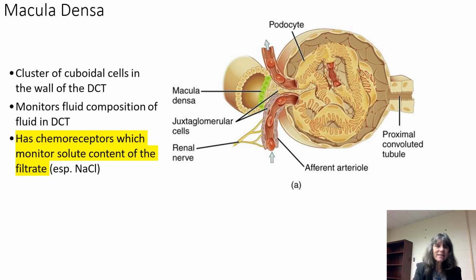So the macula densa, again, cuboidal cells in the wall of the distal convoluted tubule. It monitors the fluid composition, the ion concentration in the distal convoluted tubule, because the macula densa has chemoreceptors which monitor the solute concentration of the filtrate, especially with sodium chloride.